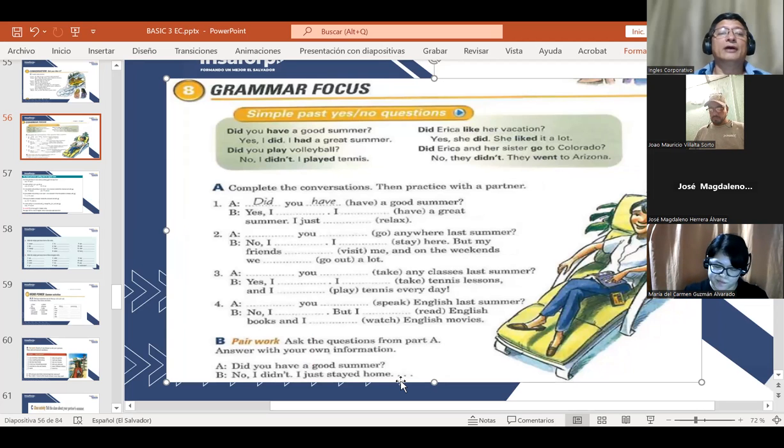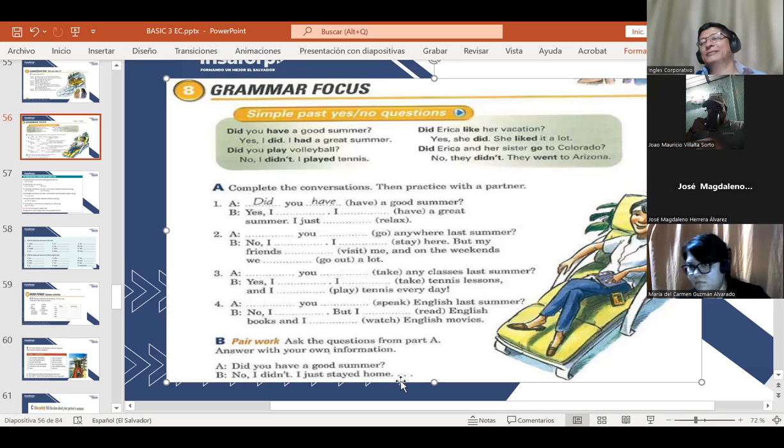Ahora, now we're going to take these four questions, okay? ¿Cuáles preguntas van a hacer? Did you have a good summer? Did you go anywhere last summer? Did you take any classes last summer? And did you speak English last summer? Tomemos el verano como que fueran las vacaciones de agosto, okay? Or in the past, in this year.